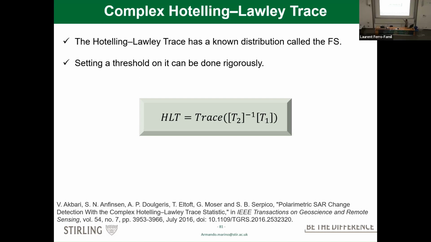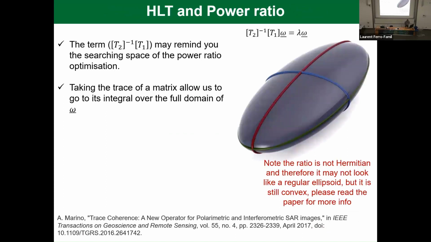It is again the same. It's the PMF. It is the multiplicative model. It is again the product of T2 minus 1 T1. It's the same product. So before we were using it for the optimization. Now we are considering the trace of that.